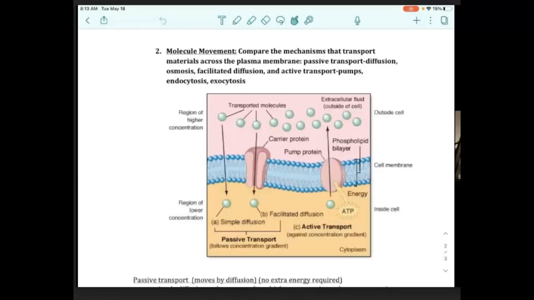I call this the molecule movement. It states: compare the mechanisms that transport materials across the plasma membrane. That's just another name for the cell membrane. Passive transport: diffusion, osmosis, facilitated diffusion, and active transport: pumps, endocytosis, and exocytosis. And so this is a nice drawing that will help us keep track of all of these different ways for molecules to get across the membrane.